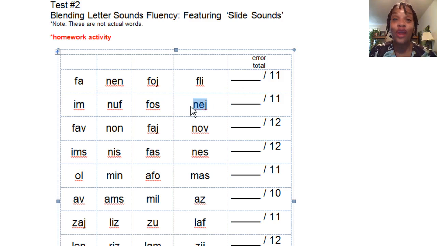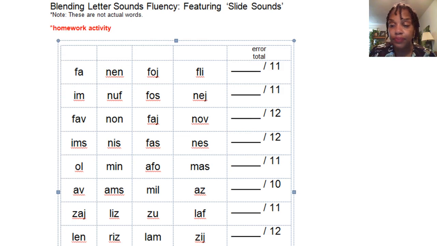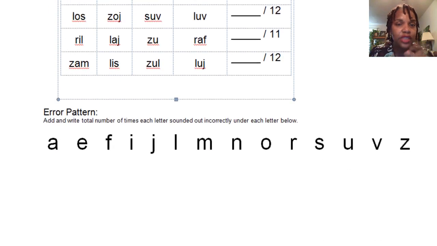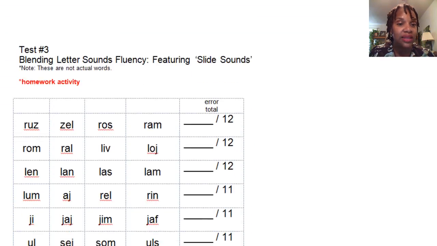Nej. All right. So you kind of get the gist of how to do this, right? So for all my students, you're going to ask your parent or a reader teacher in your house to help you with this activity, and you're just going to go through and practice blending one slide sound into the next, right? Good job. All right. And make sure that you master this before we take the next class, right?